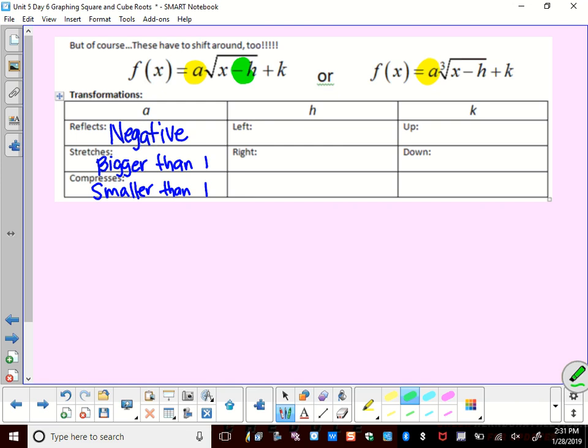All right, my h, which is under my radical. You guys good? Yeah.